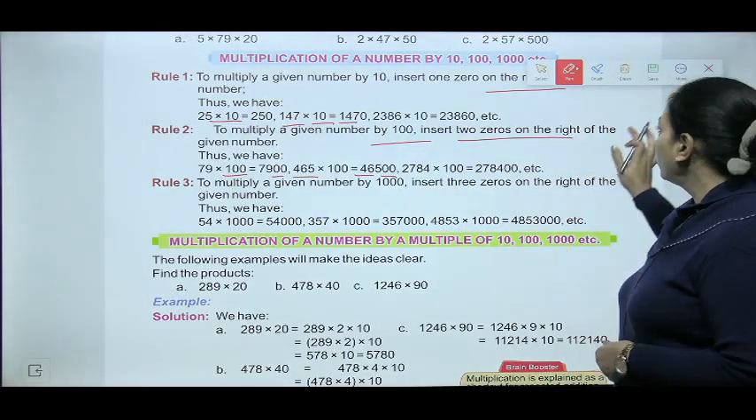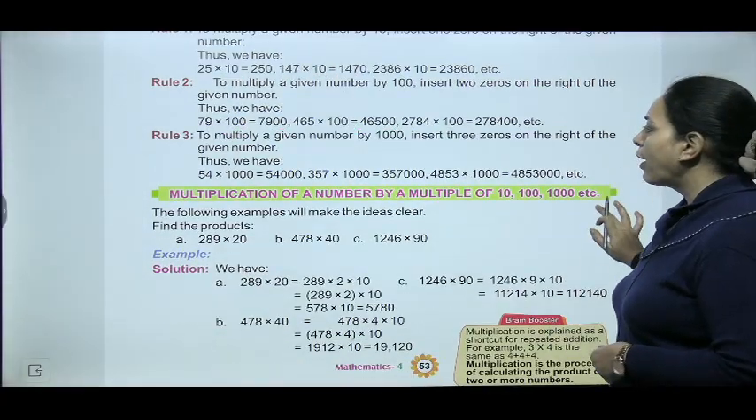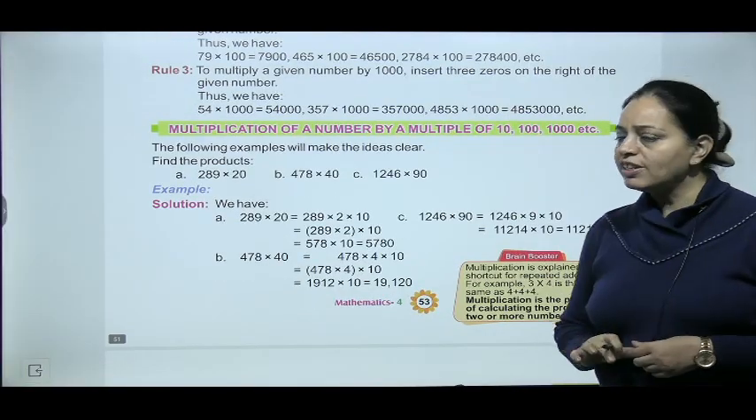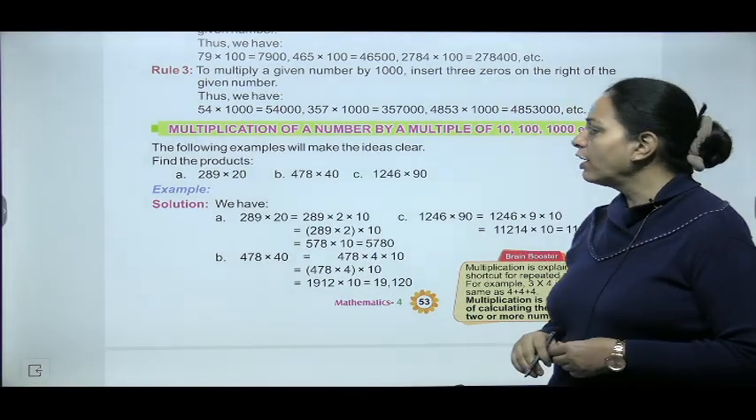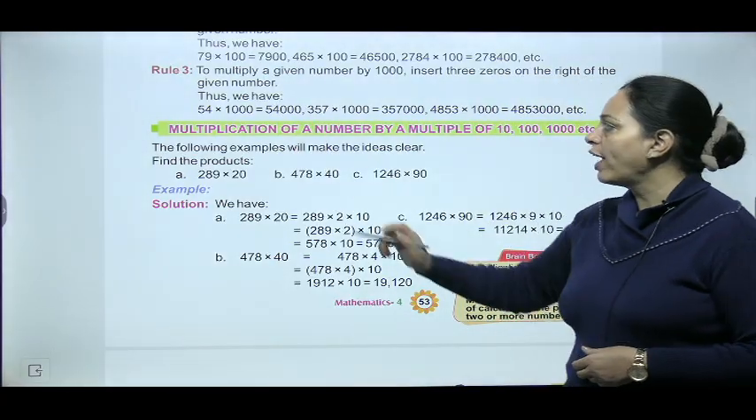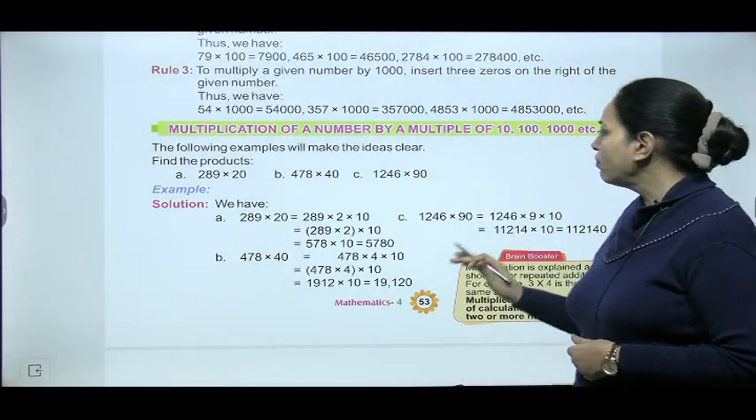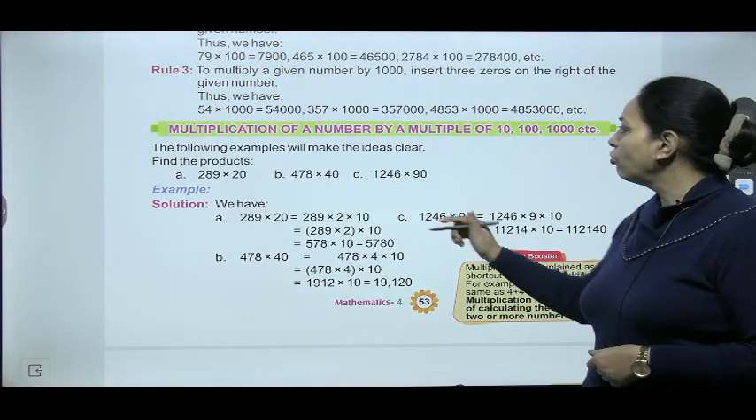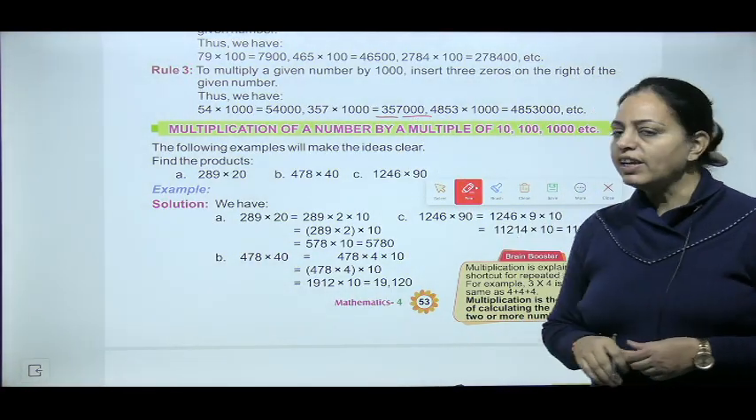Like this. Now rule 3, to multiply a given number by 1000, insert 3 zeros to the right of the given number, like 54 multiply by 1000. So 54 and 3 zeros. 357 multiply by 1000. 357 and 3 zeros.